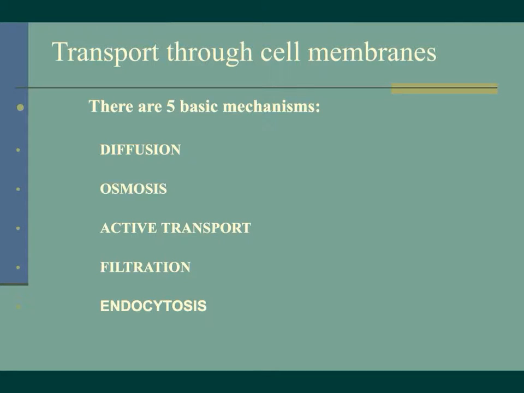This video will be covering the transport of material through the cell membrane. There are 5 basic mechanisms we will be reviewing: diffusion, osmosis, active transport, filtration, and endocytosis, as well as exocytosis. Remember that the cell membrane is composed of a phospholipid bilayer and that it is semi-permeable, allowing some material to pass through while acting as a barrier to other material.